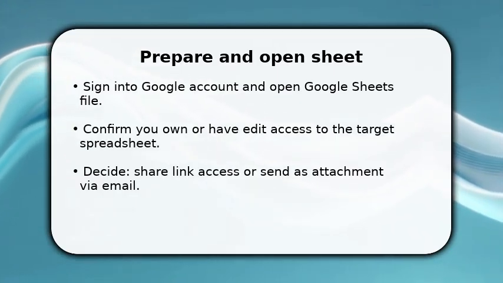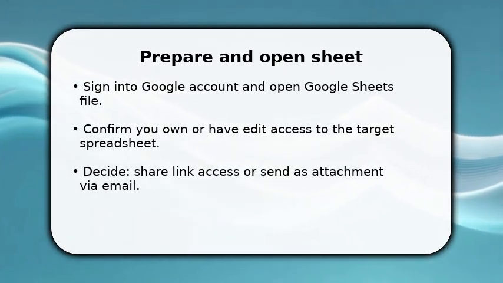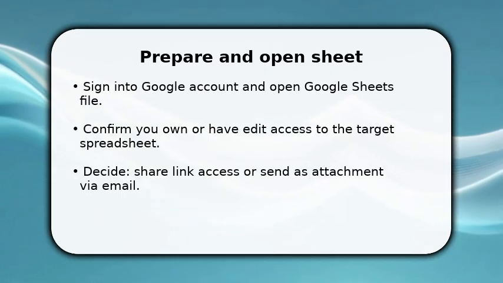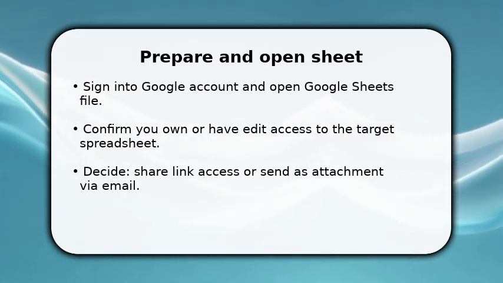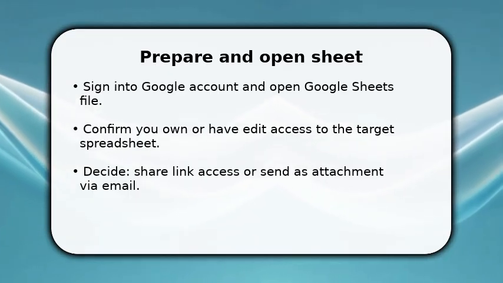Next, decide whether you'll send a secure link or export and attach a static file. Choose link for live collaboration, export to attach a snapshot. Make that choice now, because the next steps change slightly based on whether you need dynamic edits versus a fixed copy.